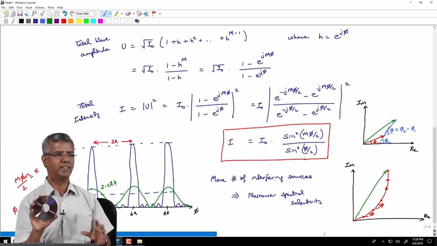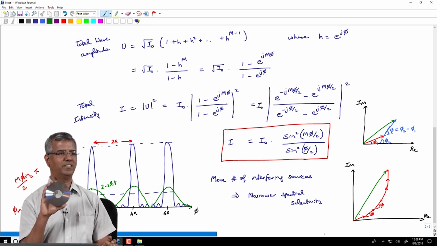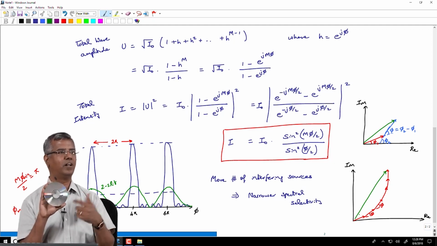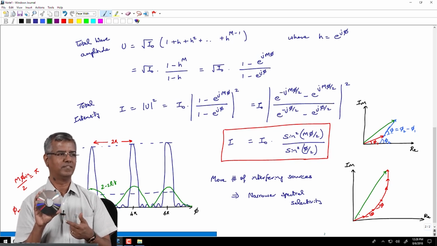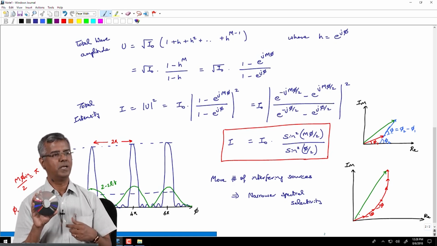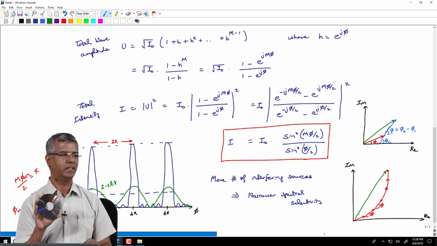Now, of course, you can see practical examples of that. So, what do I have here? A CD, and what do you see? As I move this, you can see all these different colors separating out. So, what is this due to? Exactly the same thing that we are talking about. What are the multiple slits in this case? All the different tracks that have been written in this CD, right?